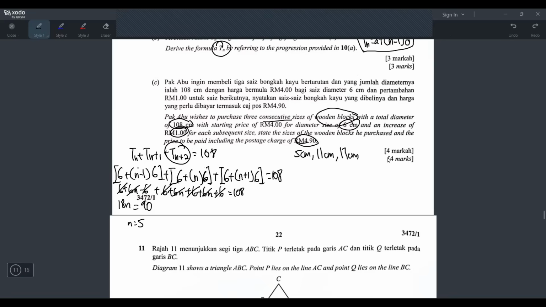Okay, what else does it ask me to find? State the size of wooden block. So this one is the size of wooden block. And then they say, state the size of wooden block he purchased and the price to be paid, including the postage charge of 4 ringgit 90 cent. So what is the charge? So I'm going to write price. So the price of 4 ringgit is for when it's 6 cm.